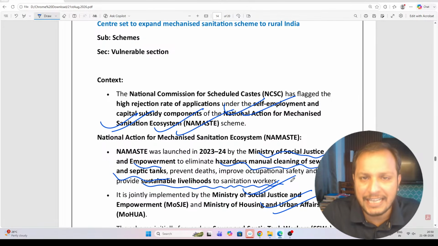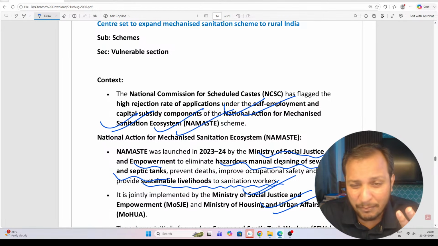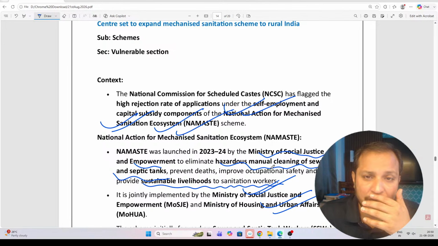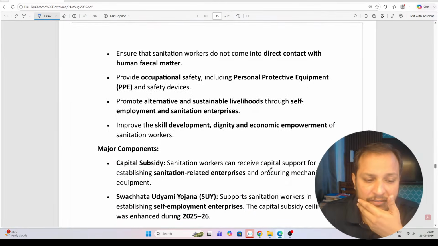The NAMASTE scheme is for mechanization of cleaning of sewers. You know, guys, manual scavenging leads to the death of many manual scavengers. So in order to remove this problem, the government came out with the NAMASTE scheme under the Ministry of Social Justice, and we have the Ministry of Housing. Very, very important.